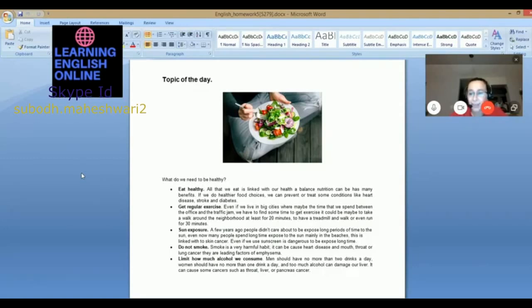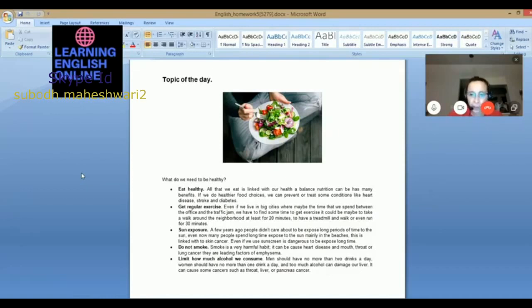We have to find some time to get exercise. It may be a walk around the neighborhood, at least for 20 minutes. Or to have a treadmill and walk or even run for 30 minutes.